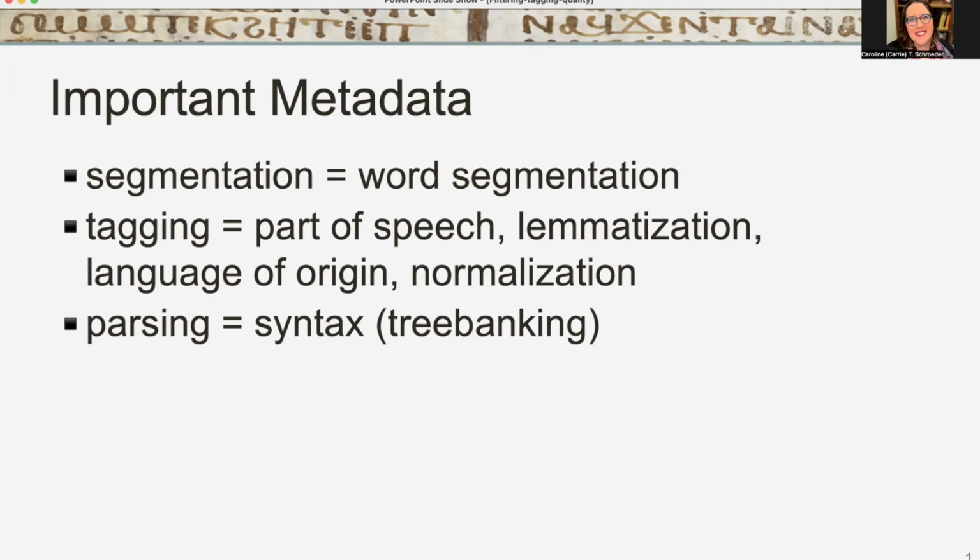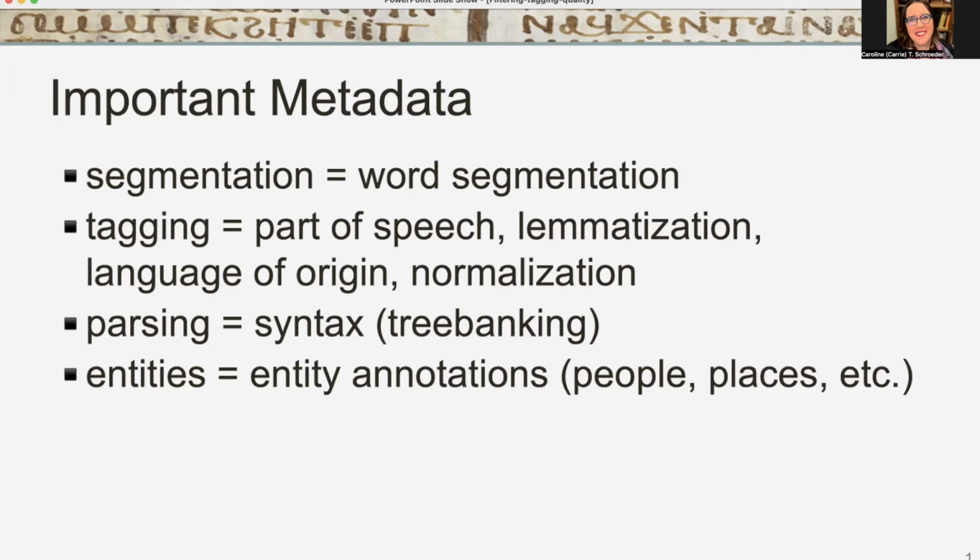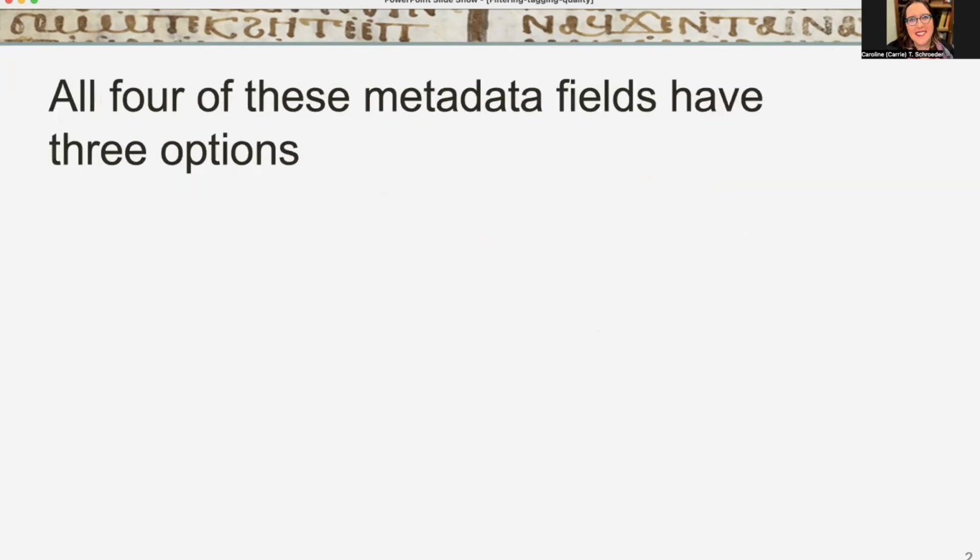Parsing will tell you about the syntax annotations, otherwise known as tree banking. And the entities metadata field will tell you about entity annotations. Those are the annotations that tell you whether things are people, place, animal, etc. All four of these metadata fields have three options.